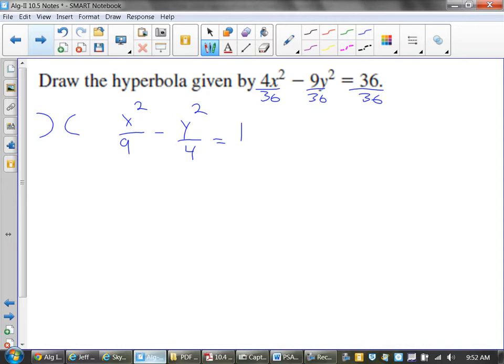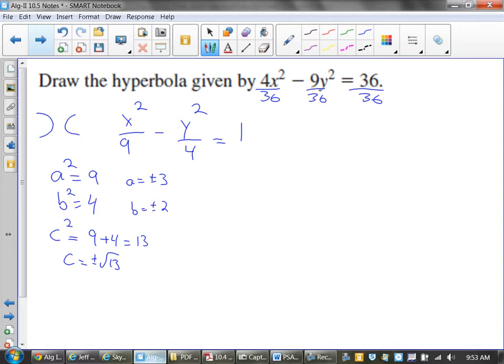So a squared is 9, b squared is 4. So a is going to be plus or minus 3, b is plus or minus 2. So c squared is going to be 9 plus 4, which is 13. So c is plus or minus the square root of 13.